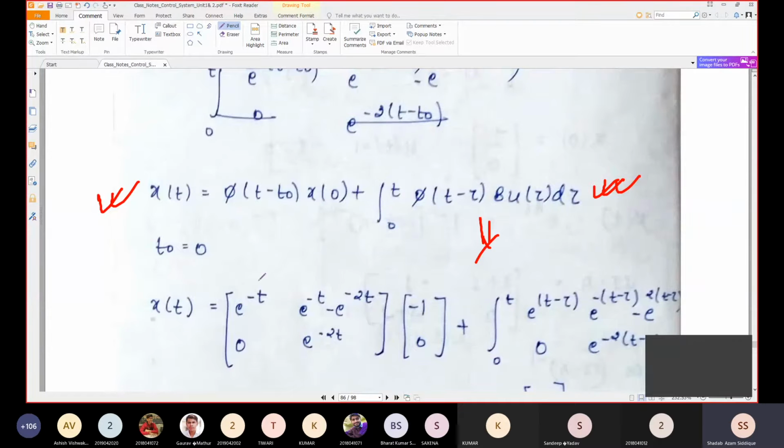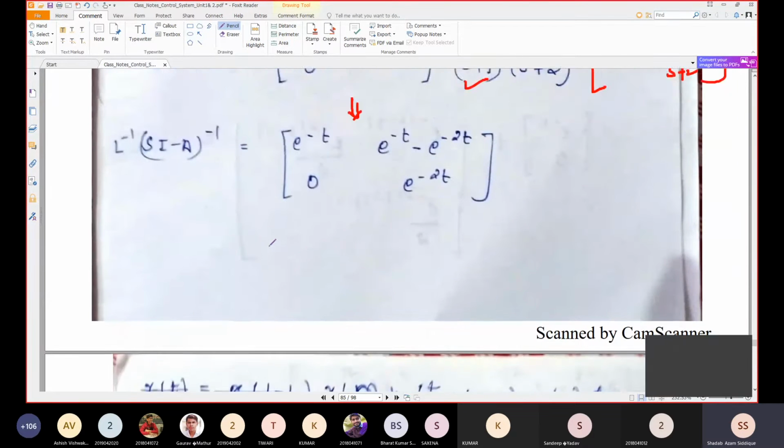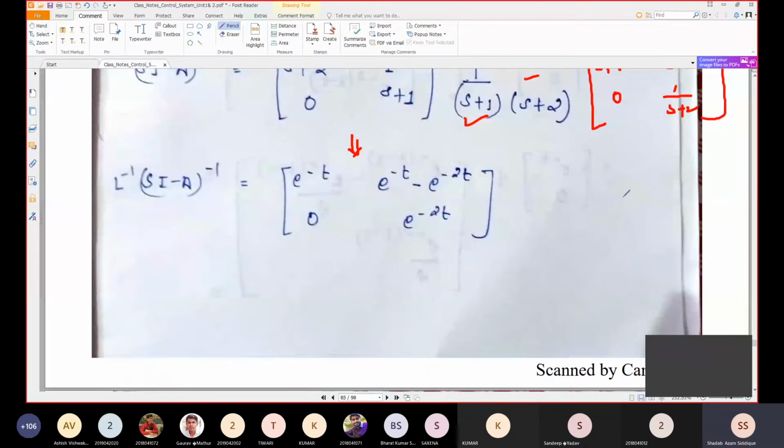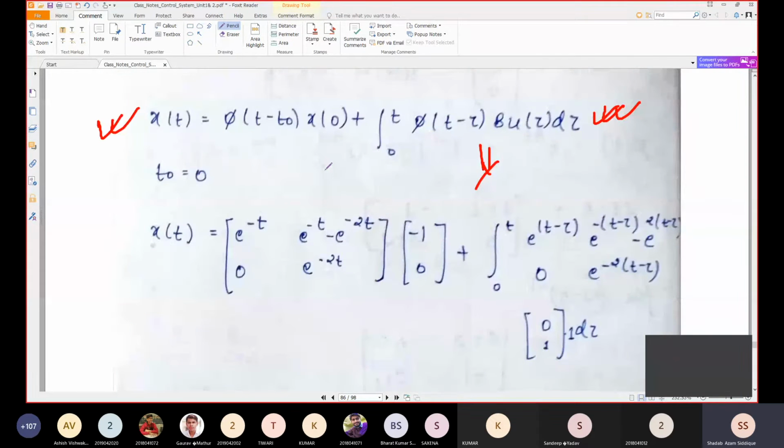So what should be phi of t? Already we have phi of t here. So to find phi of t minus t naught, just replace t with t minus t naught. So this will give you x of t is equal to this. T naught is given as 0, so you can simply substitute t naught as 0, because this is phi of t minus t naught.